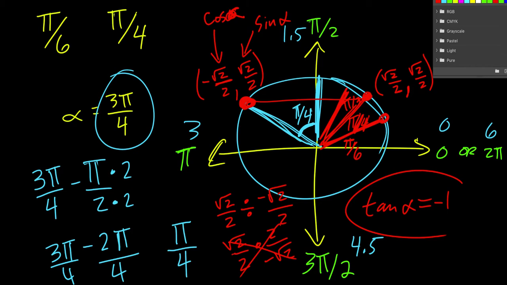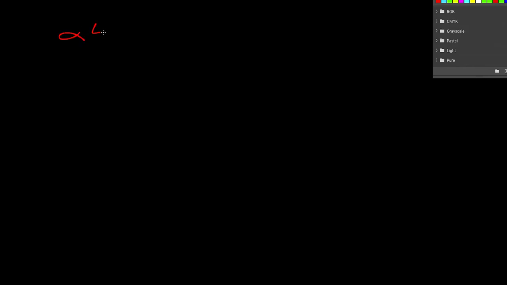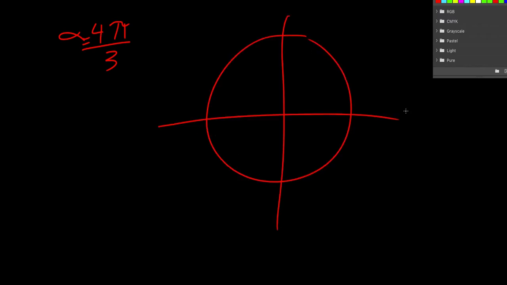Okay? Now we're going to go through the same process. This time we're going to find alpha equal to 4 pi thirds. And so we go through the same process. Draw our unit circle. This is 0 or 6. This is 3 or 1.5. This is 3. This is 4.5. Now, these would basically cancel because 3 over 3, so it's just 4. So we know that we're in this quadrant somewhere.